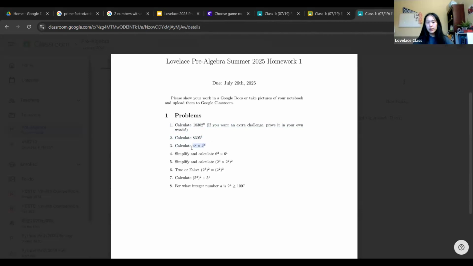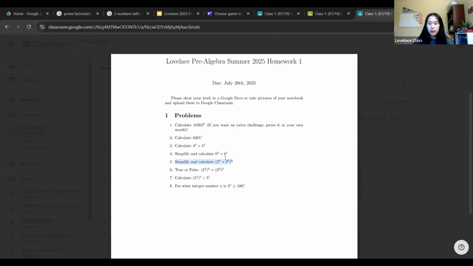Because we can add the exponents since we're multiplying two numbers with the same base. That just equals 1024. For problem 4, you can also do the same thing. You can add the exponents, so that'd be 6 to the 6 cubed, which is just 216.